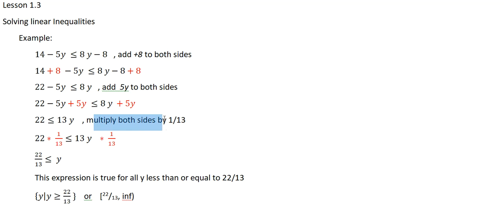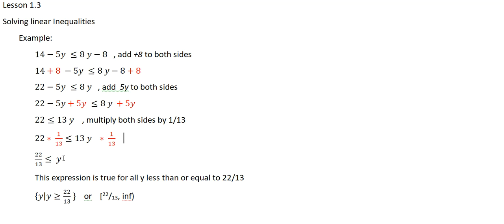Now let's multiply both sides by the reciprocal of 13. So 22 times 1/13 is less than or equal to 13y times 1/13. The reciprocal of 13 is 1/13, so multiplying them together gives you 1. 13 times 1/13 is just y. Over here, 22 times 1/13 is 22/13, which is less than or equal to y.